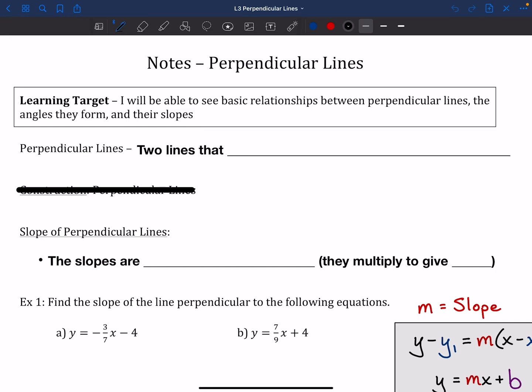Hello. So today what we're going to do is talk about perpendicular lines. This is actually the only other part of our unit that we're doing on linear relationships. Perpendicular lines we've run into in the past, just like we did with parallel lines. So let's just run through this.